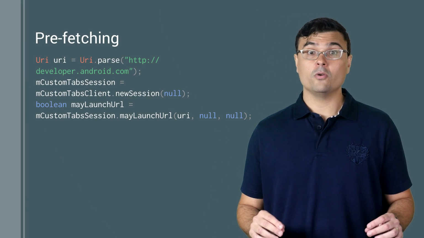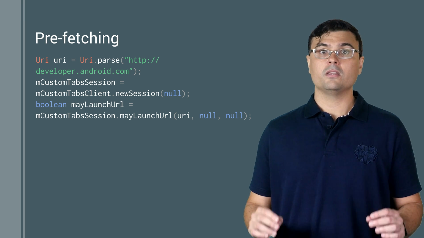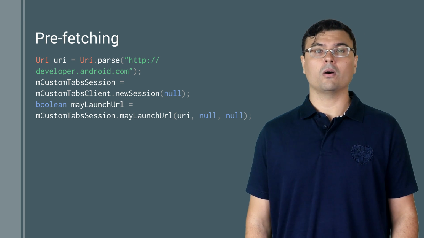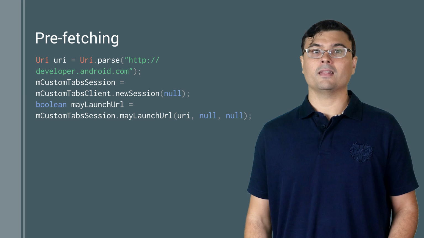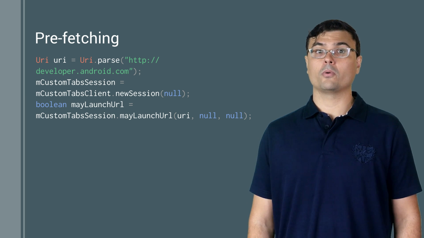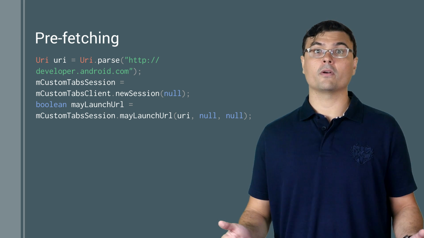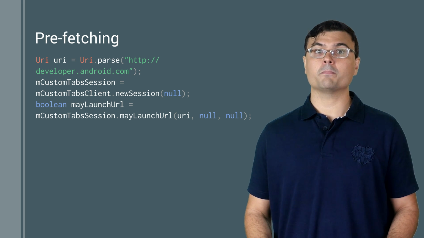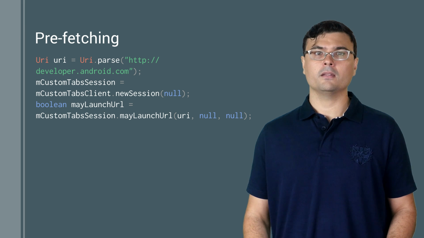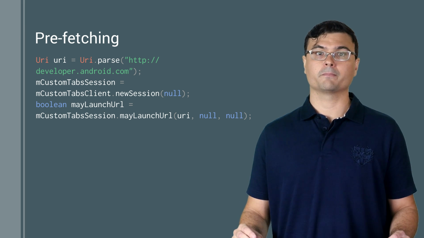Now, you are ready to ask Chrome to prefetch the third-party content. You can give it a single URL, or if you need more, you can add a list of other URLs the user is likely to navigate. Chrome will prioritize the first URL, followed by all other URLs on the list, in the order passed to it. And don't forget to unbind the service when Chrome Custom Tabs is no longer needed.